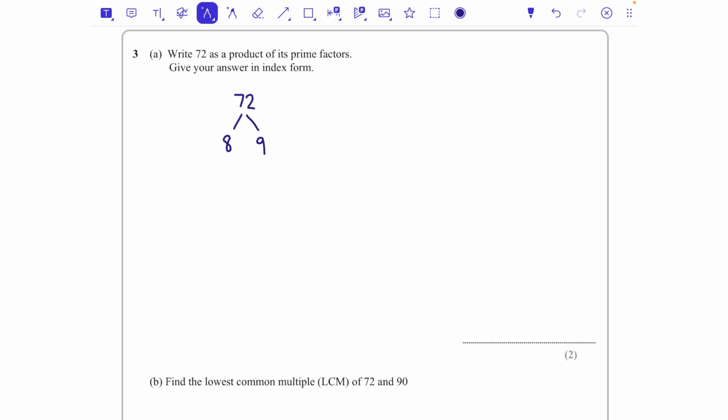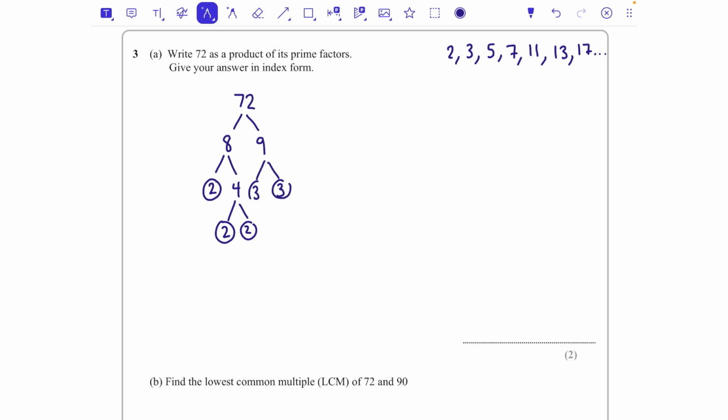Then you need to think, are either of these numbers a prime number? Now I've got 2, 3, 5, 7, 9's not a prime number because it's in the 3 times table. You've got 11, 13, like 15's not because it's in the 5 times table, 17 and so on, okay? These are all the numbers that have two factors, 1 and itself. They're only in the 1 times table or their own times table. If you get to a prime number, you're going to circle it, but if it's not prime, you're going to carry on. So 8 is 2 times 4, and 2 is prime, so we'll circle it. 4 is 2 times 2, so we'll circle those because they're prime. And 9 is 3 times 3, and they're both prime.